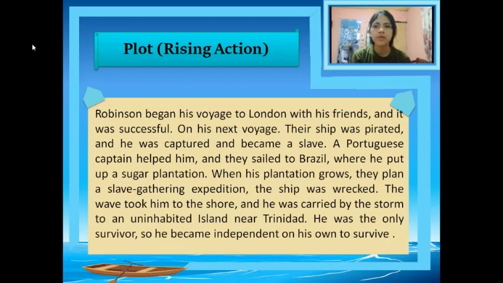Robinson Crusoe had a profitable first merchant voyage, and he left the £200 with the captain's widow for safekeeping. On his next voyage, as the ship approached the Canary Islands, a Turkish rover out of Sale attacked. Their ship was pirated and Robinson was captured and became a personal slave of the master.